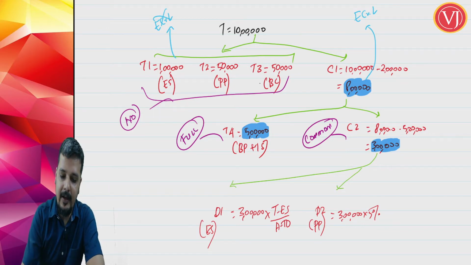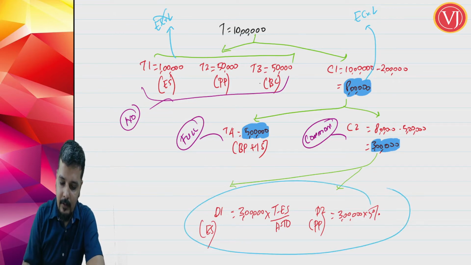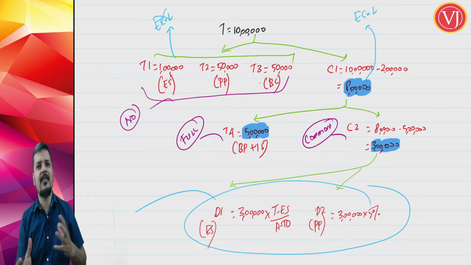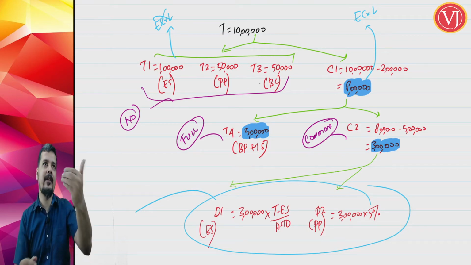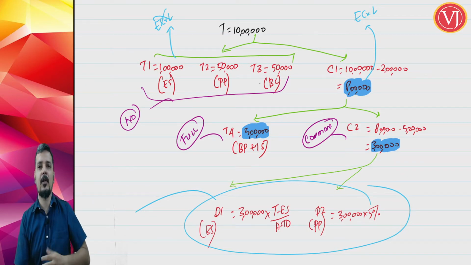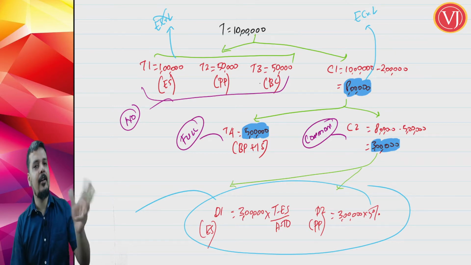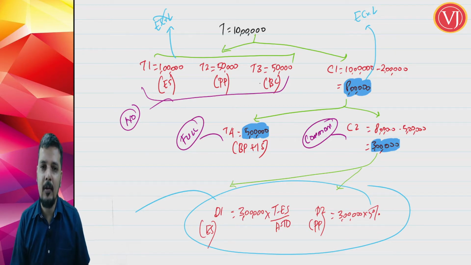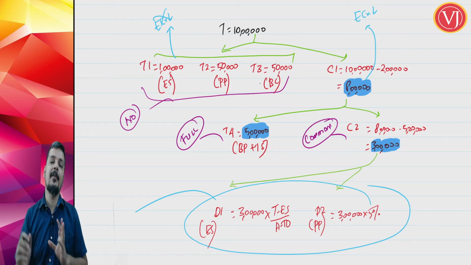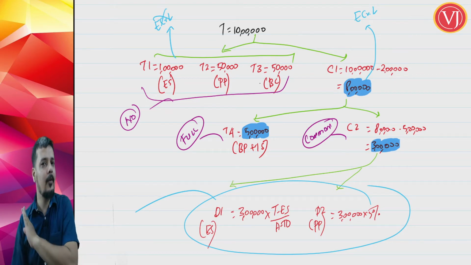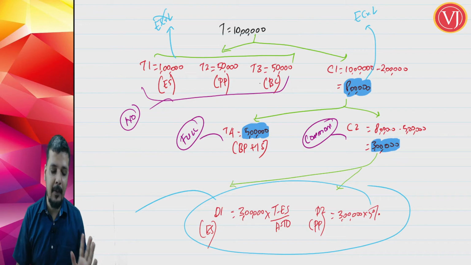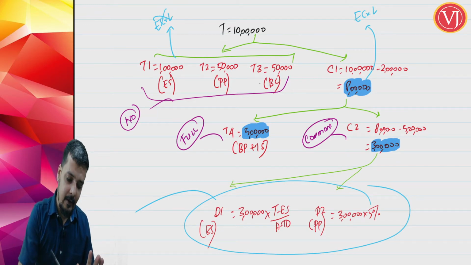So in these two cases, you have to just take the data and work it out. You will see the turnover of exempt supplies and you will see the total turnover. So D1 is equal to 3 lakhs multiplied by value of exempt supplies divided by adjusted total turnover. D2 is equal to 3 lakhs multiplied by 5%. Important point is D2 will not come always, it will come only if the question is specific about it.